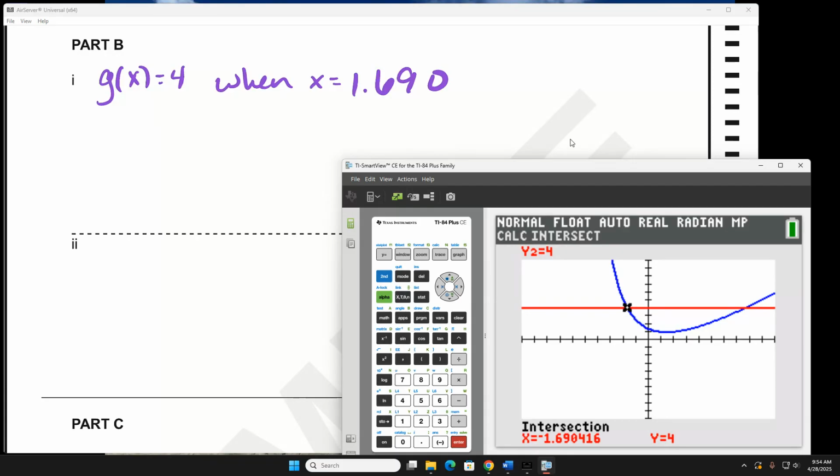All right, and then we'll find the other one, same way, second trace 5, and then move close to it. And hit enter 3 times.